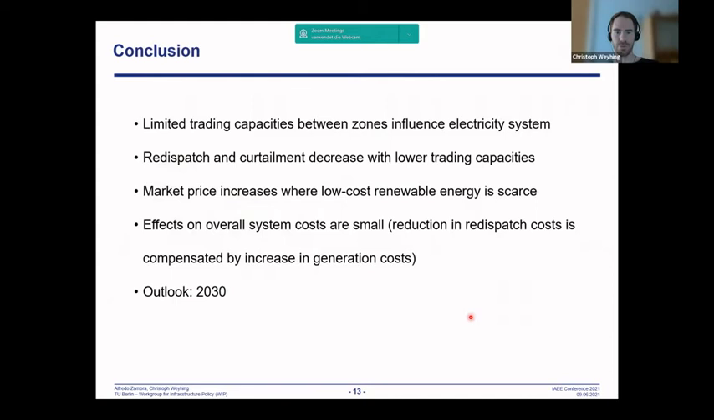So to conclude, we see that limited trading capacities or exchange capacities influence the electricity system.